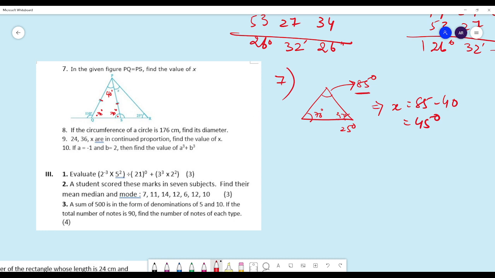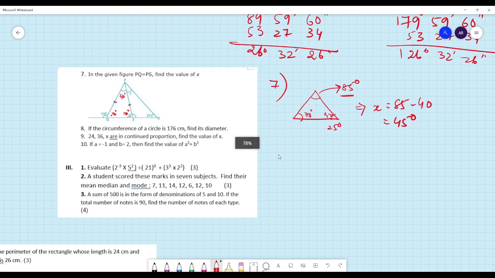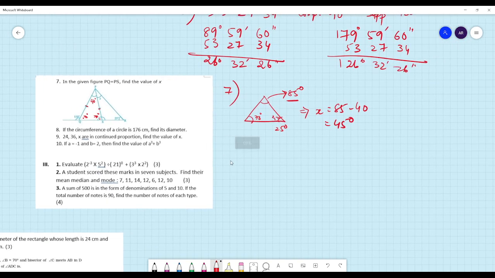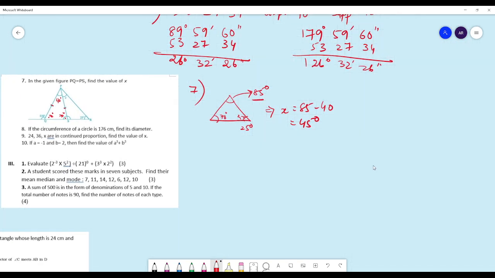Okay, now let us move on to question number 8, and let me zoom it out a bit so that we find more space. Alright, let us move on to question number 8 now. Question number 8 says, if the circumference of the circle is 176 centimeters, find its diameter. Circumference is 176 centimeters. Now you know what is the formula for circumference.